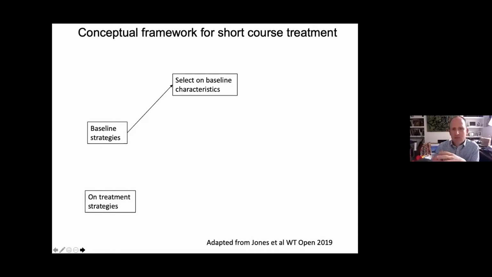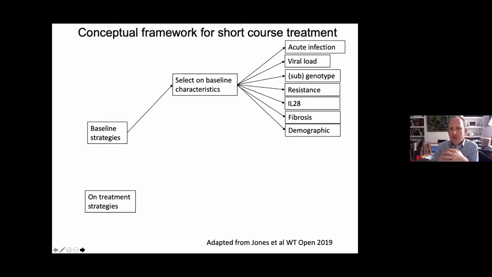If we look at this, then in terms of baseline characteristics that may be relevant, I won't go through all of these in detail, but I'll highlight 1 or 2 of these. But viral load and genotype at baseline may be helpful. Resistance, the presence of RAS, host genetics like IL-28, interferon lambda-4, fibrosis, and other demographic factors like age and sex may help select a patient group who could be cured with shorter course of therapy more reliably.